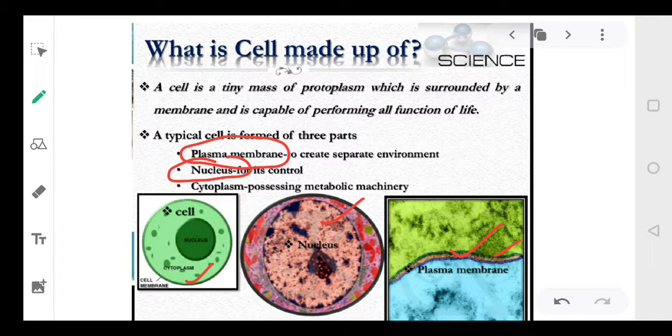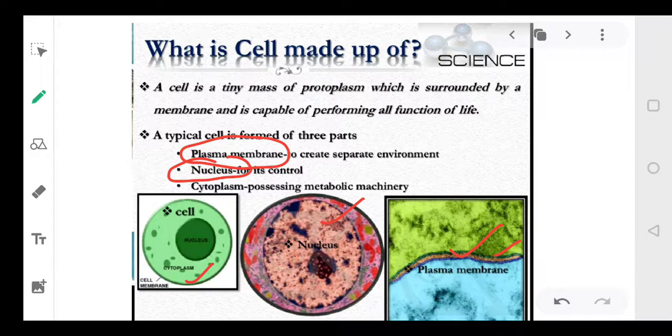So whether it is a multicellular organism or a unicellular organism, all organisms are made up of cells. और हर cell में, चाहे वो plant cell हो, animal cell हो, कोई भी cell हो, every cell has three most important parts. What is the first one? Plasma membrane. Second one, nucleus. And third is cytoplasm. So these three components will be present in every cell. Okay, clear everyone?